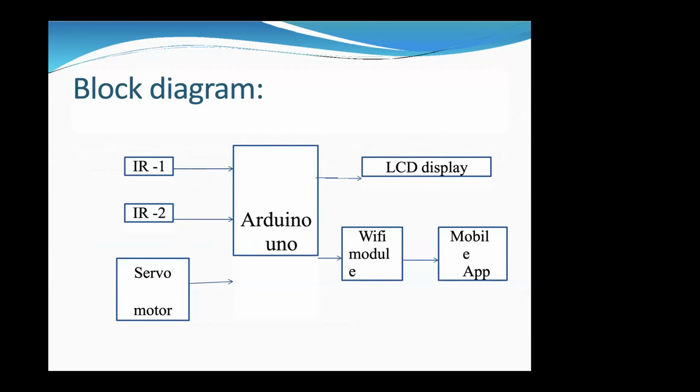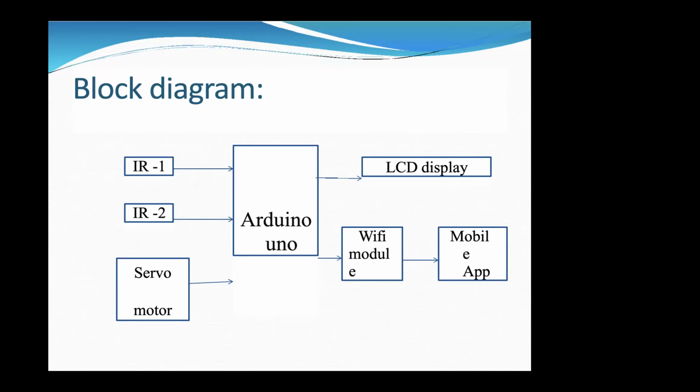Coming to the block diagram of this one, we can see IR1 and IR2. IR is an infrared sensor. These two infrared sensors are connected to the Arduino. An infrared sensor is an electronic instrument which is used to sense certain characteristics of its surroundings by either emitting or detecting infrared radiation. Infrared sensors are also capable of measuring the heat being emitted by an object and detecting motion too.